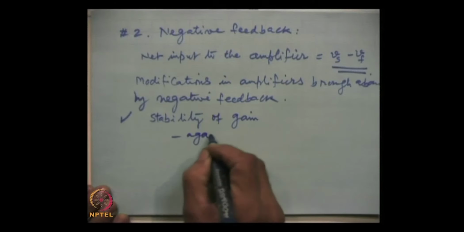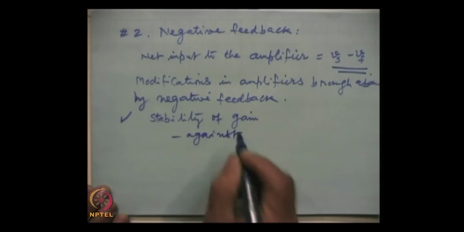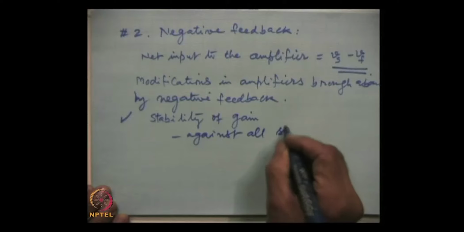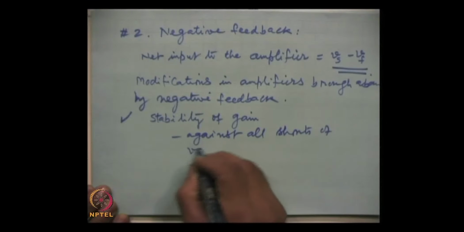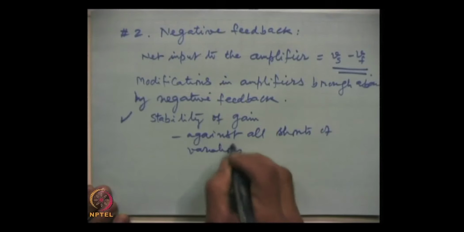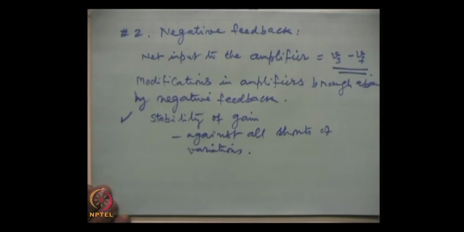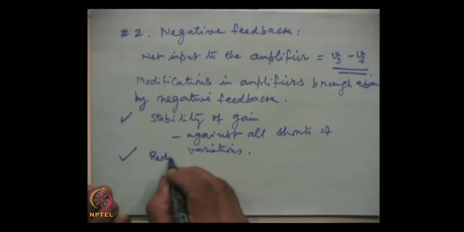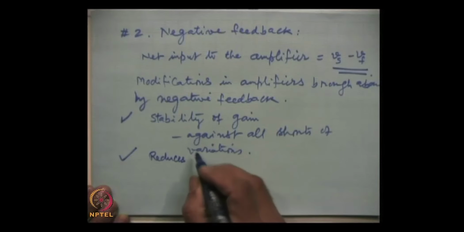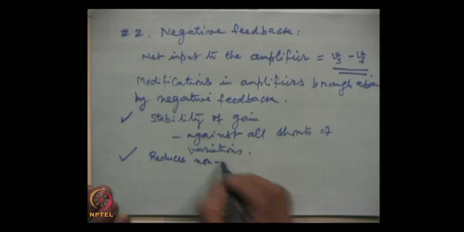against all sorts of variations. Negative feedback brings stability to the amplifier. Then negative feedback reduces nonlinear distortion.